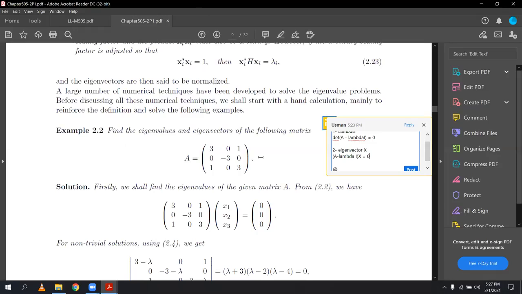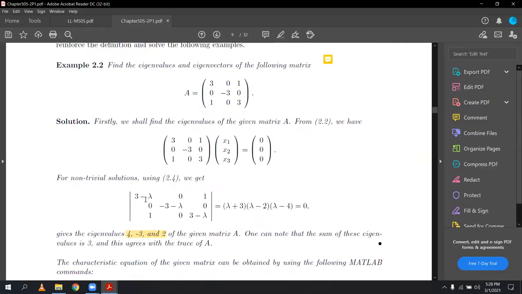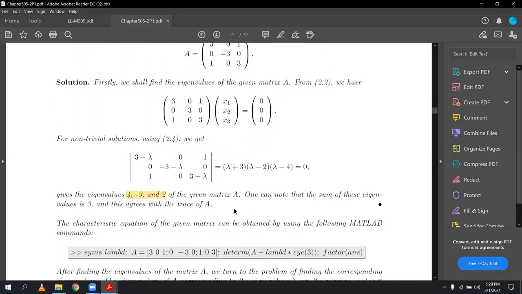Let me give you a very simple example, then we continue next time, inshallah. It says to find the eigenvalues and the eigenvectors of the following matrix. So what you have to do first is find the determinant of A minus lambda I equal to 0, and this is the thing you have, A minus lambda I equal to this one. When you simplify this one, you have lambda equal to 4, minus 3, and 2.